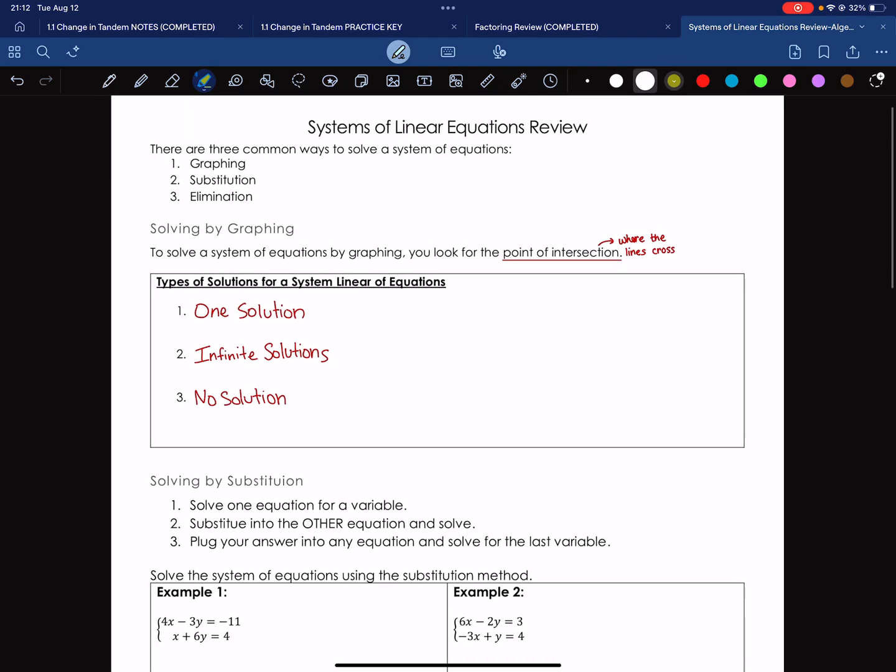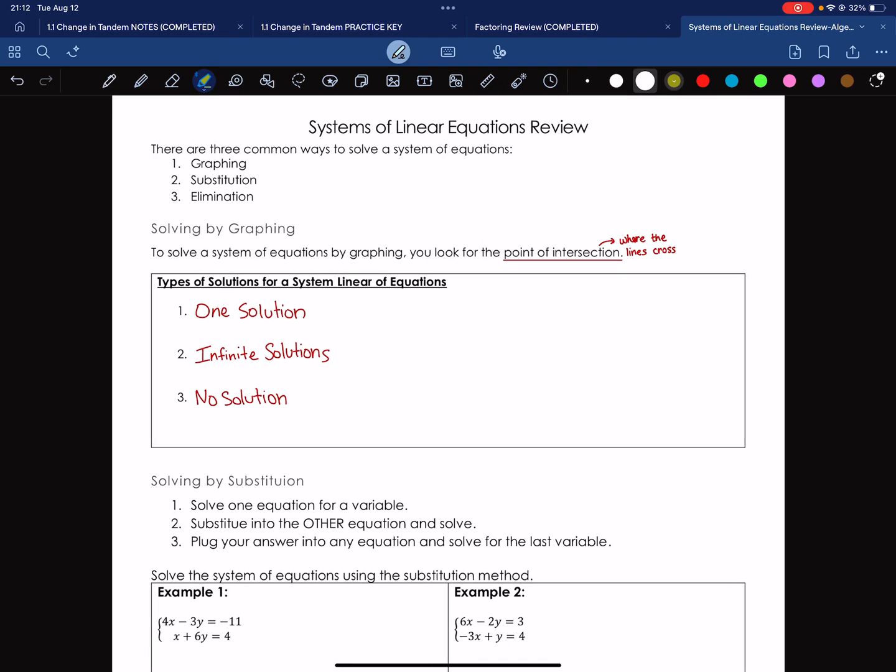So in this video, we are going to review a system of linear equations. There are three common ways to solve a system: graphing, substitution, and elimination. We're not going to do much with solving by graphing, but we're going to talk about what we're actually looking for. When we're solving a system by graphing, what you're looking for is a point of intersection. That is where the two lines cross.